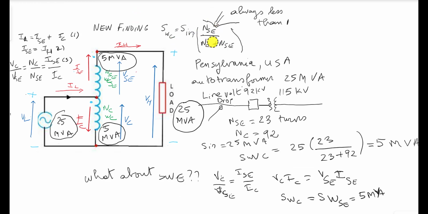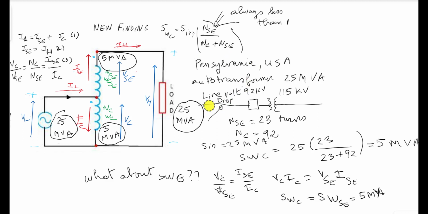This fraction is always going to be less than 1, obviously. So what does that mean? That the MVA through the common winding will always be less than the input MVA. That is incredible. That is magic.